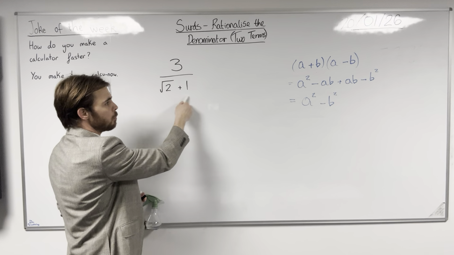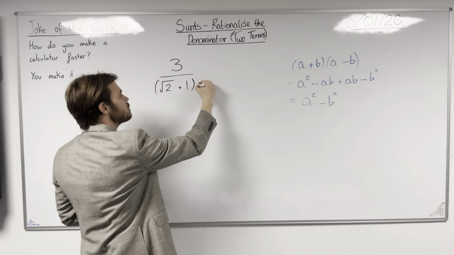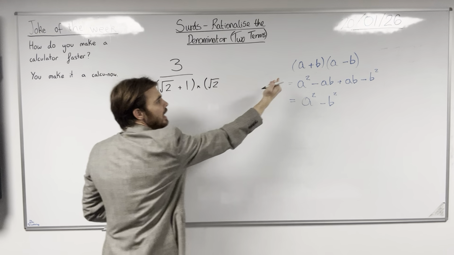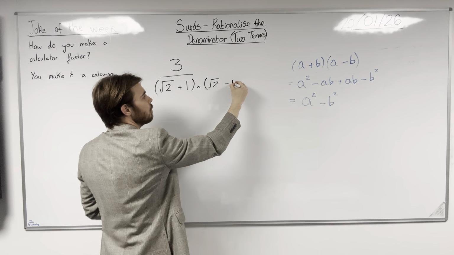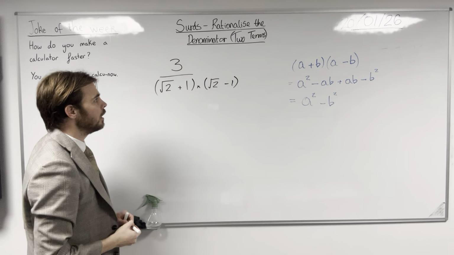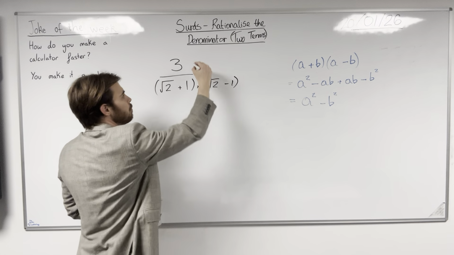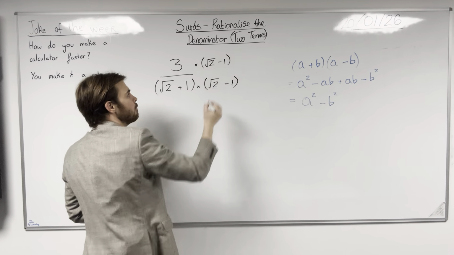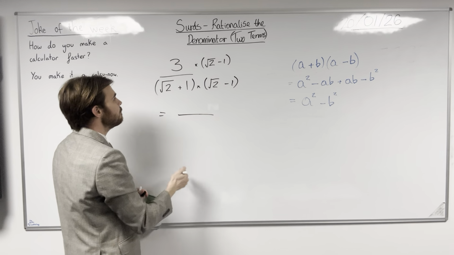So on this first one, I'm going to put my brackets in and multiply the bottom by root 2, which stays the same, like the A and the A stay the same here. But because there's a plus here, I'm going to change that to a takeaway. And there we go. This looks similar to this now. But you've got to remember to times the top as well to keep the fraction equivalent.